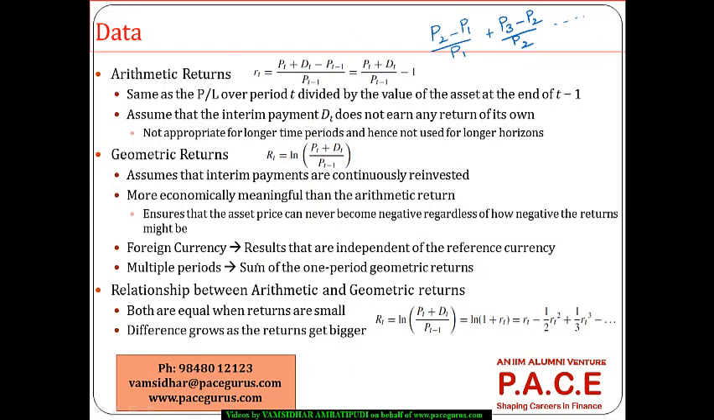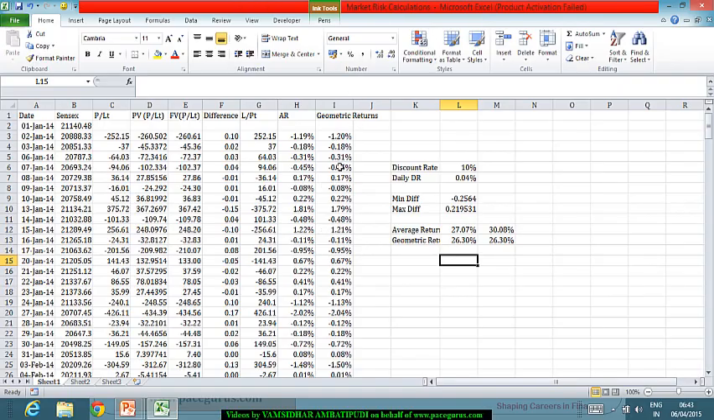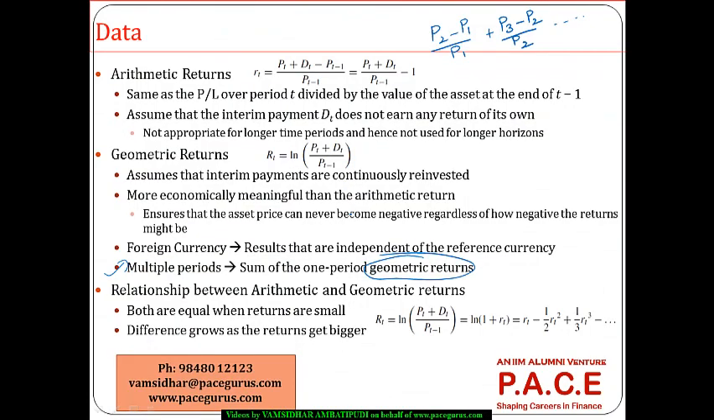Which means if there are multiple periods for which I have to compute the geometric return, I can compute the geometric return for each period separately and I can simply sum them up. That's one more advantage that comes through the usage of geometric returns. And mathematically also, let's try to identify the relationship now.